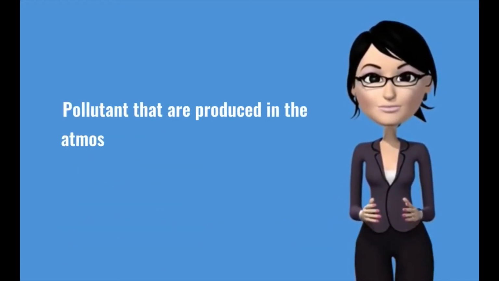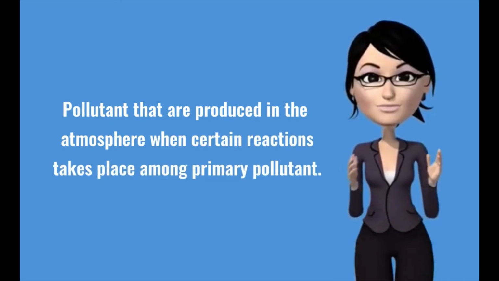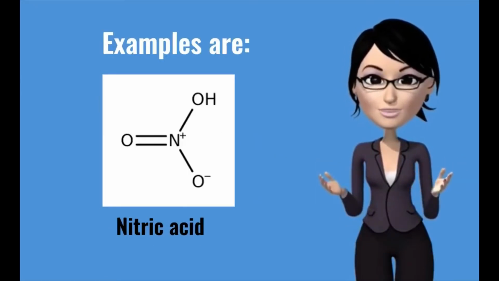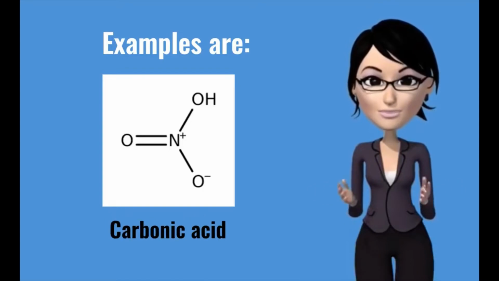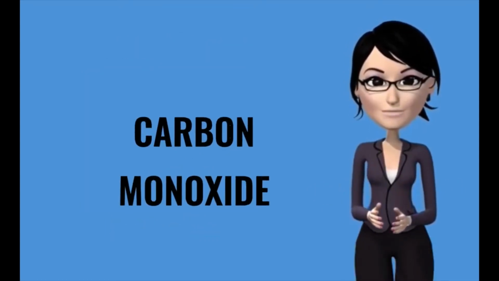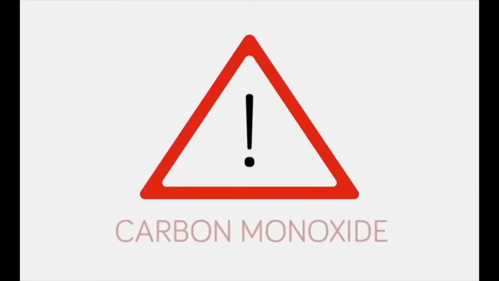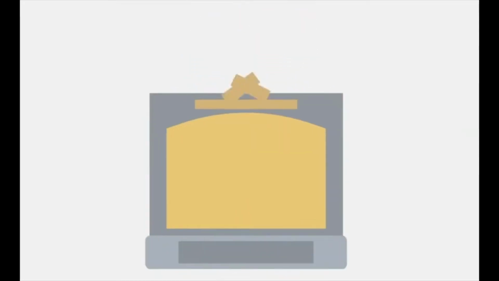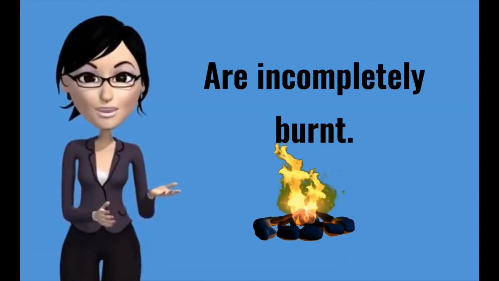Pollutants that are produced in the atmosphere where certain chemical reactions take place among the primary pollutants are called secondary pollutants. Examples are sulfuric acid, nitric acid, and carbonic acid. Among the primary pollutants, carbon monoxide is a colorless, odorless, and toxic gas produced when organic materials such as natural gas, coal, or wood are incompletely burned.